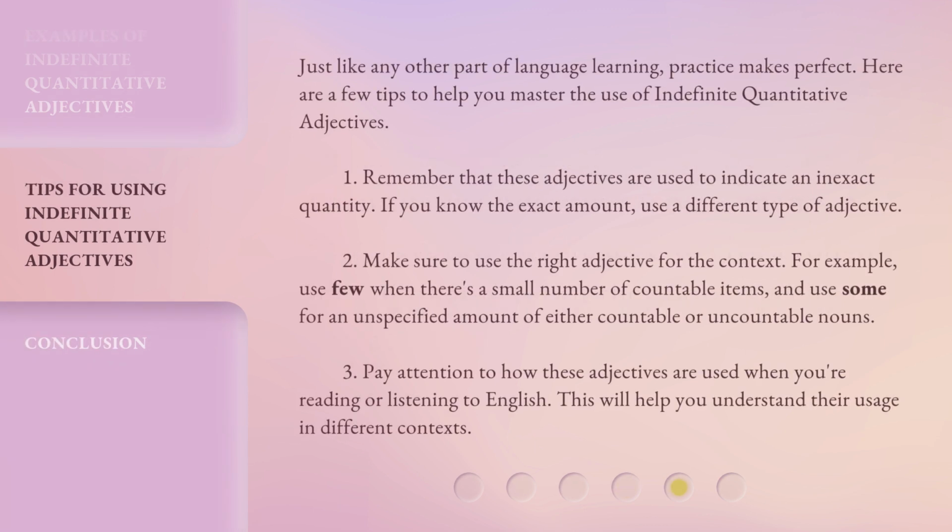Just like any other part of language learning, practice makes perfect. Here are a few tips to help you master the use of indefinite quantitative adjectives. 1. Remember that these adjectives are used to indicate an inexact quantity. If you know the exact amount, use a different type of adjective. 2. Make sure to use the right adjective for the context. For example, use few when there's a small number of countable items, and use some for an unspecified amount of either countable or uncountable nouns.